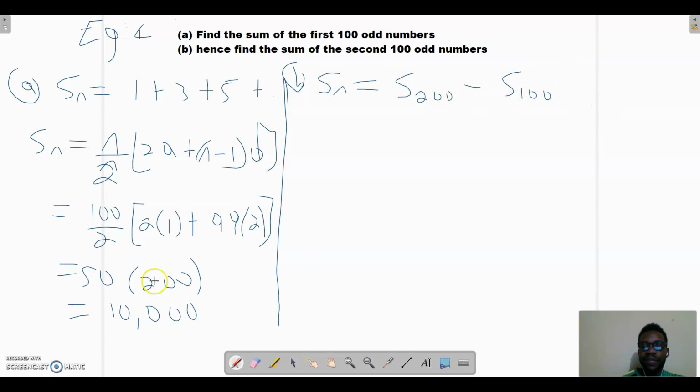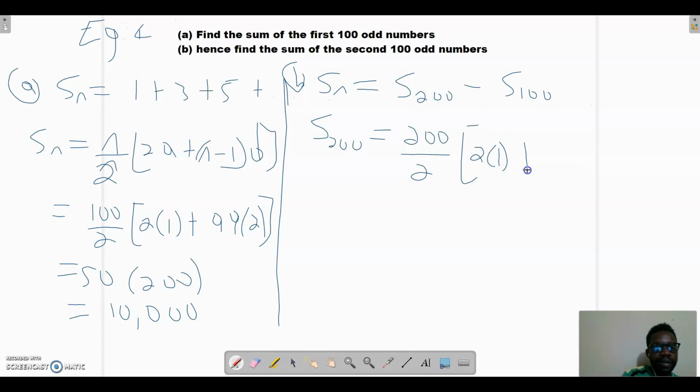Now we already have the sum of the first 100 odd numbers to be 10,000. So let us talk about the sum of all 200 odd numbers. So using the formula, this would just be 200 over 2 into 2a, because we're talking about all 200 again, we're going to be starting at 1 as the first odd number. So it's 2 times 1 plus 200 minus 1, so that's 199 times my common difference. My common difference, of course, is 2. This boils out to be 40,000.